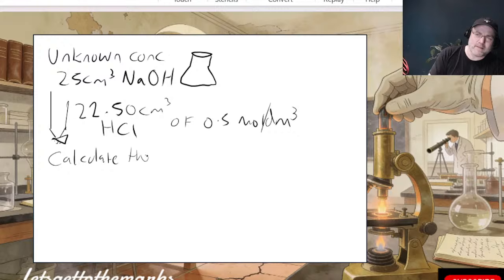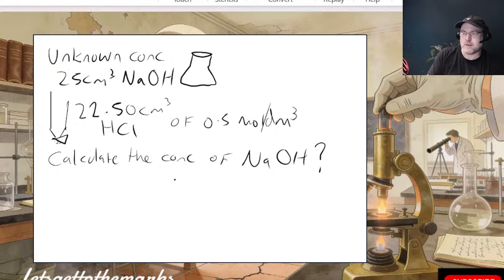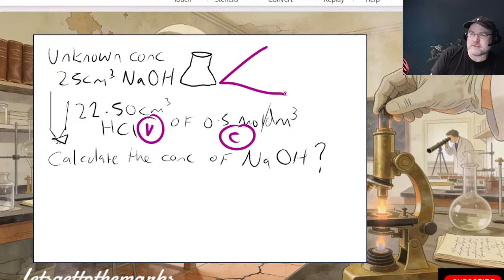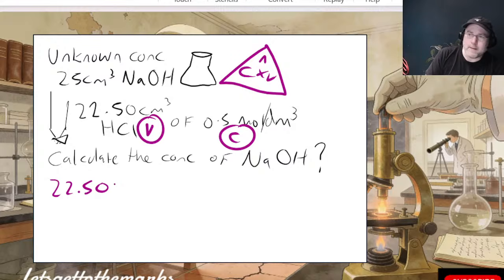Calculate the concentration of NaOH. And all we're going to do here is, right, well, I got that, so I'm going to straight away say, what have I been given? Well, I've been given a volume, and I've been given conc. This is obvious. I'm going to use n over c times v, so I am going to go 22.50. I'm going to divide that by 1,000 because we have to use decimeters.